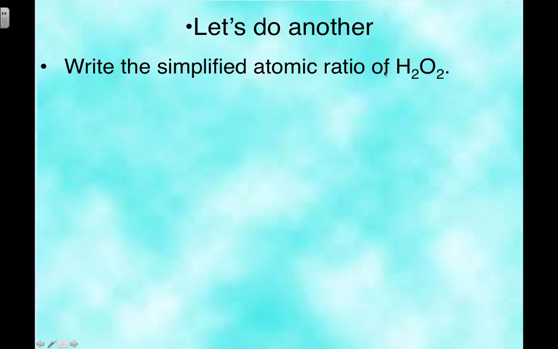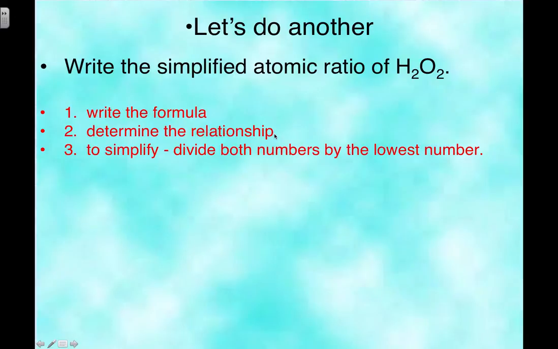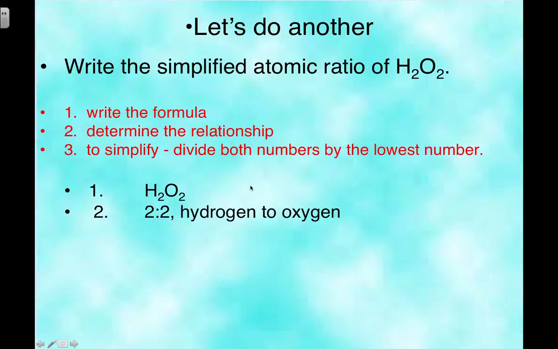Let's write the simplified atomic ratio of hydrogen peroxide. This is a substance that many of us have in our medicine chests at home. The first thing we're going to do is write the formula, easy, being as it's been given. Then determine the relationship between the 2 elements, and then simplify. We have H2O2. There's a 2 to 2 ratio here, hydrogen to oxygen.